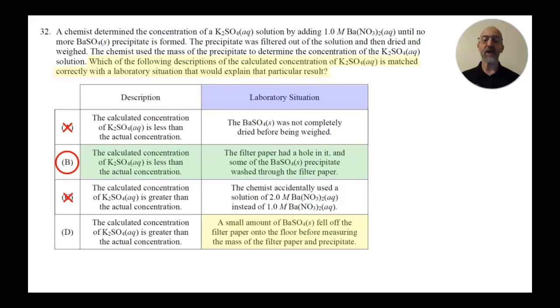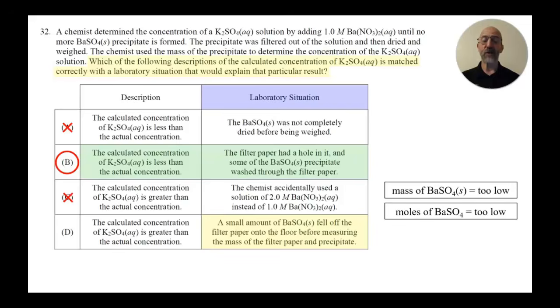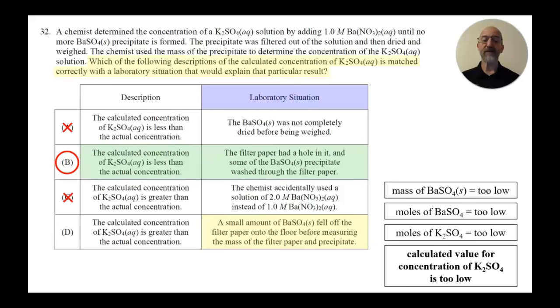And then finally, choice D, the laboratory situation is similar to choice B. It says a small amount of solid barium sulfate fell off the filter paper onto the floor before measuring the mass of the filter paper and precipitate. So just like in choice B, if your mass of the solid barium sulfate is too low, then your calculated value for the concentration of potassium sulfate would be less. And because it says greater in choice D, we can go ahead and eliminate choice D.